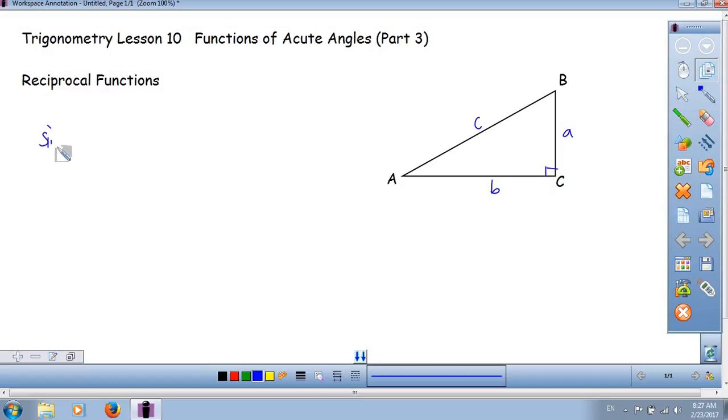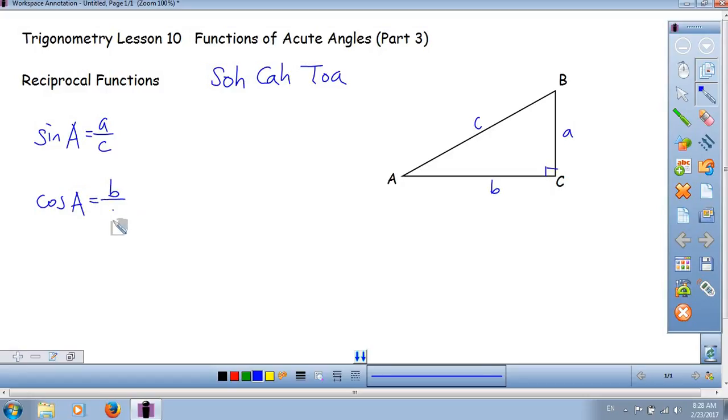So let's take a look at sine of angle A. If you remember the acronym SOHCAHTOA, okay? So the sine of angle A is going to be the opposite leg over hypotenuse, which is A over C, and then the cosine of angle A is going to be the adjacent leg over the hypotenuse, and tangent of angle A is going to be the opposite leg over the adjacent leg, A over B.